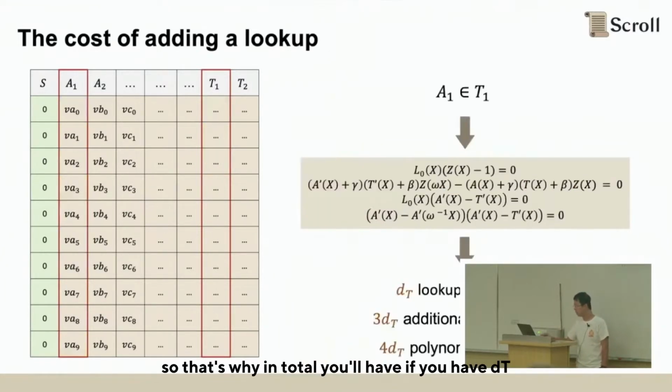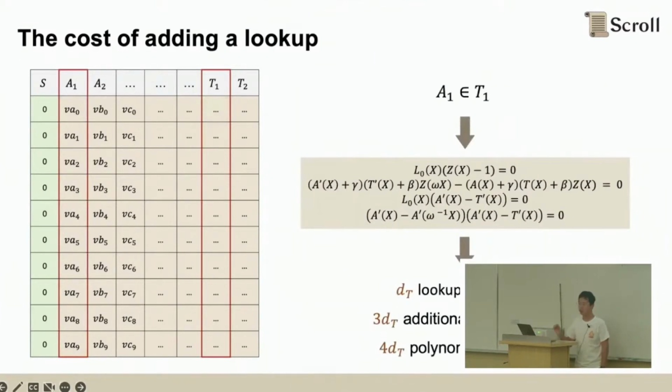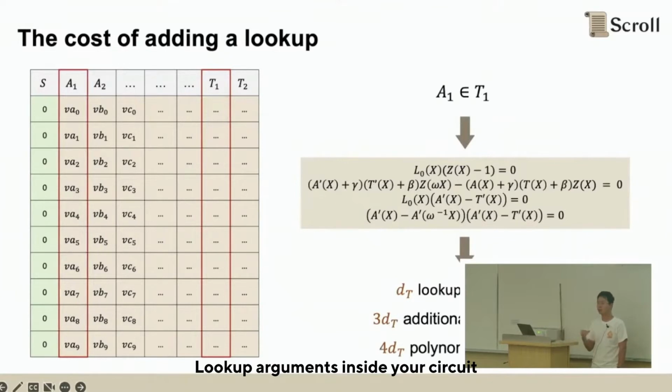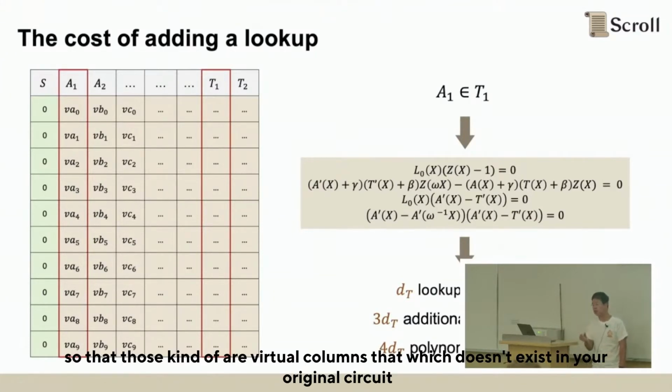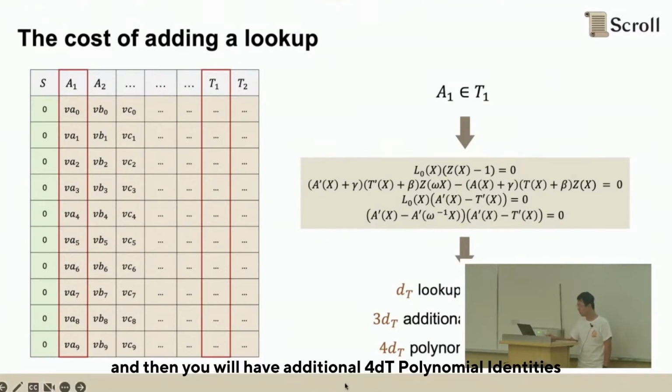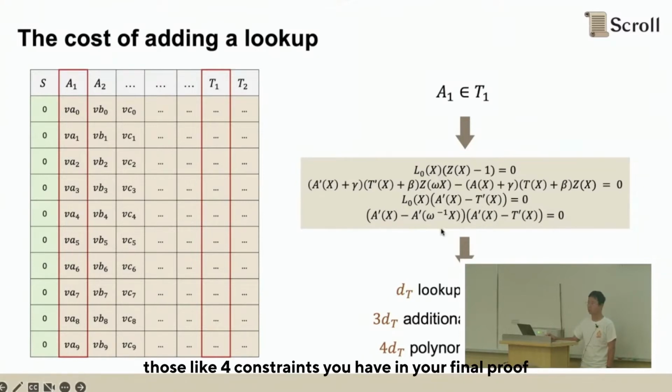So in total, if you have DT lookup arguments inside your circuit, you will need to construct an additional 3 DT polynomials or columns. Those are virtual columns which don't exist in your original circuit. And then you will have an additional 4 DT polynomial identities, those 4 constraints in your final proof.